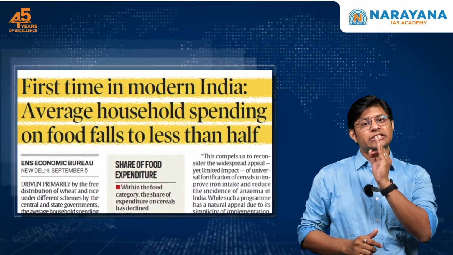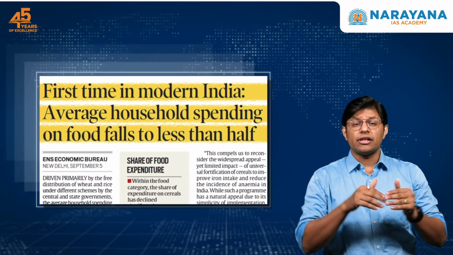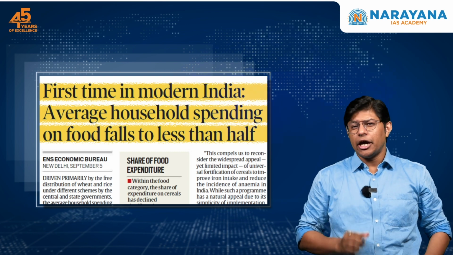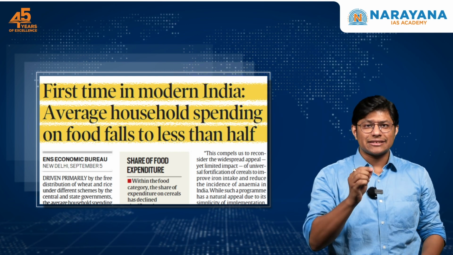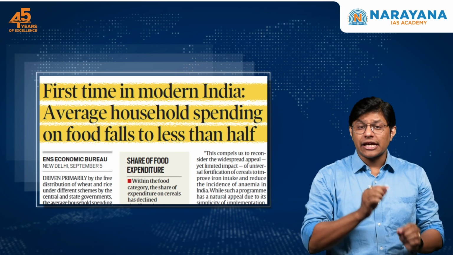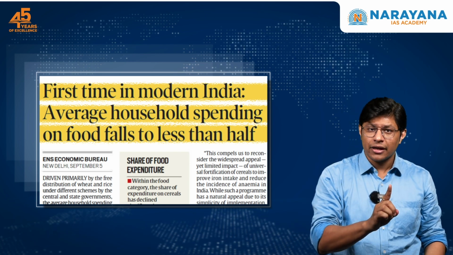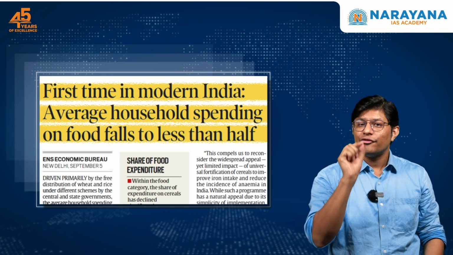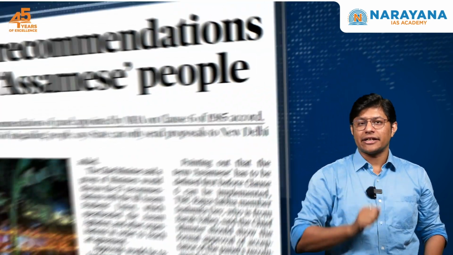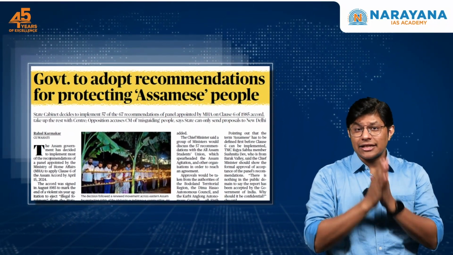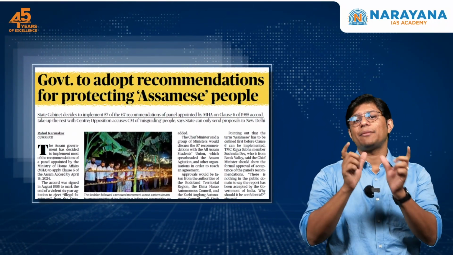The next article we have taken from Indian Express page number 11. Now in this article, we'll understand about a report of the Economic Advisory Council to the Prime Minister, which states that the average household spending of the Indians has fallen for the first time less than 50% of the total expenditure, which is a good news. The last article is taken from Hindu page number 4. Now in this, we'll understand what exactly is Assam Accord.